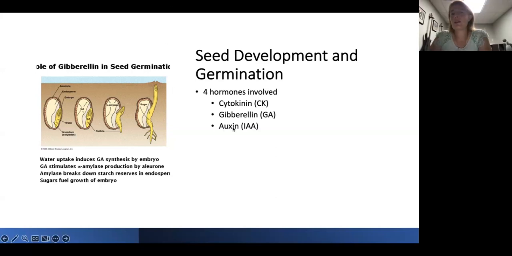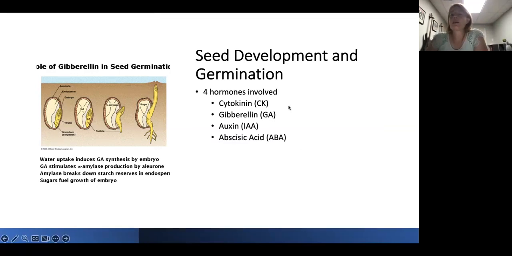And we have auxin, and auxin works together with cytokinin to make sure that cell division occurs correctly. And without auxin, the cells won't actually get any bigger. So it's really important in plants that if you don't have auxin, your cells will just get really, really small and they won't get any bigger.